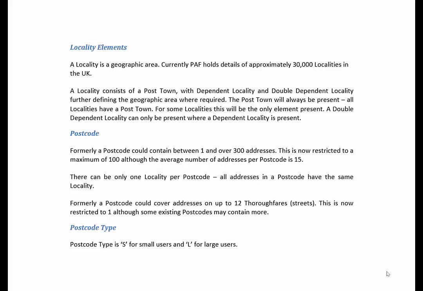It tells us exactly what a locality is, a geographical area. It defines what a locality is. It defines for us what a postcode is.